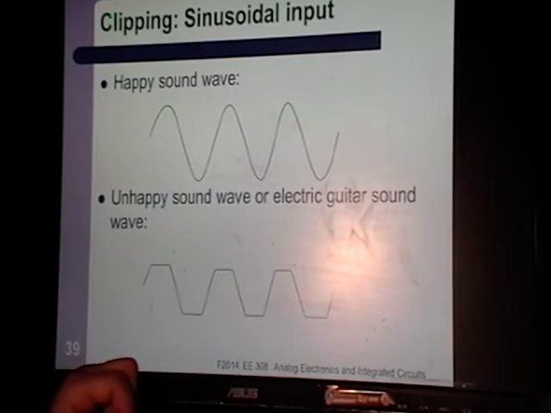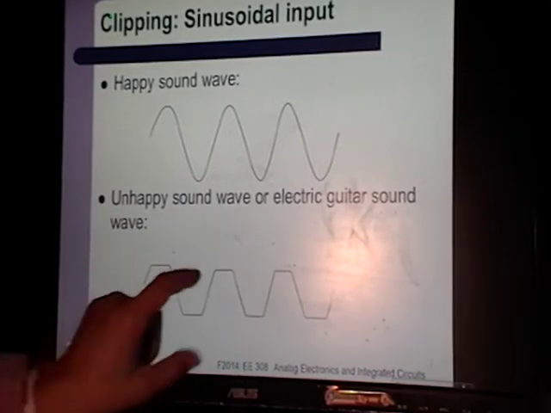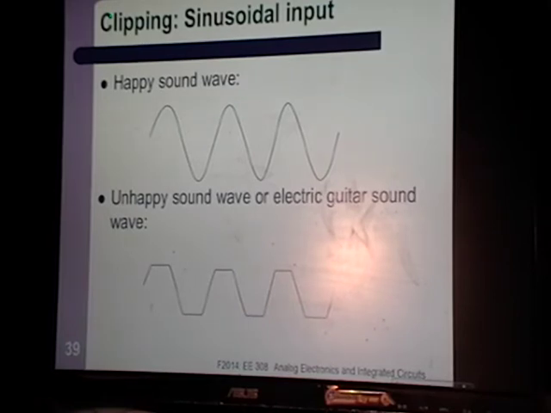This is really not connected to anything, but this is what an electric guitar sounds like. Those are just clipped sine waves, and this really has nothing to do with anything.